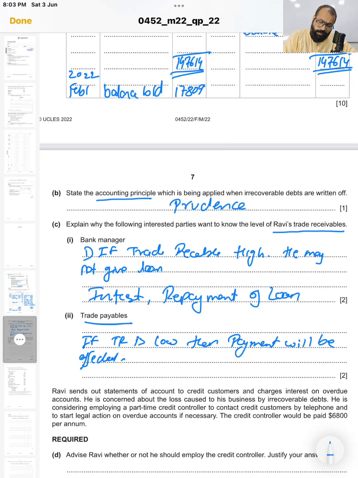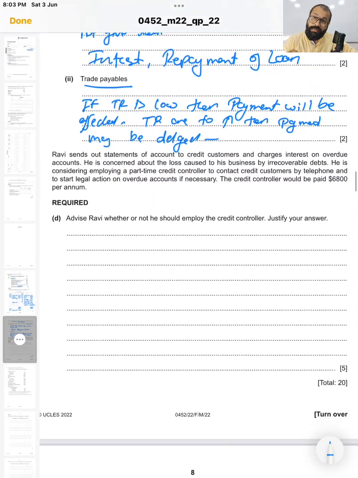And if trade receivables are too high, then the payment may be delayed. Okay, so any of the points, it is in that last chapter, chapter number 22, interested parties. Okay, now let us go on to the D part. Last question.